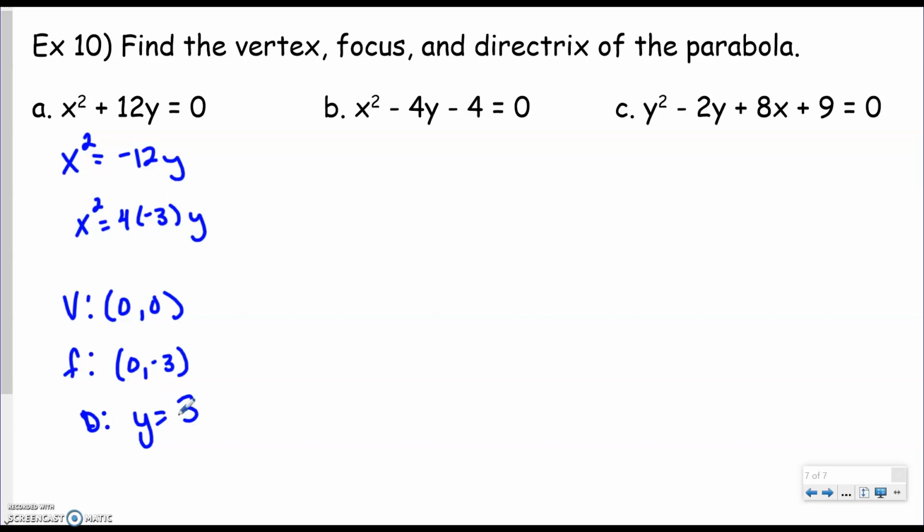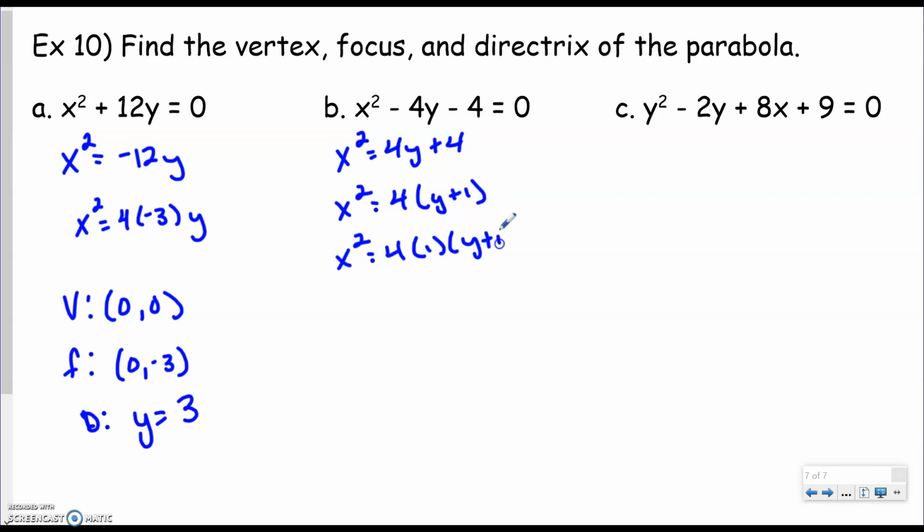Okay, for the next one, going to do kind of the same thing, except I'm going to move everything over. So I have x squared equals 4y plus 4. I'm going to factor out the 4, so I get y plus 1. And then I'm going to divide by 4, so I have my p there. So 4 times 1 times y plus 1.